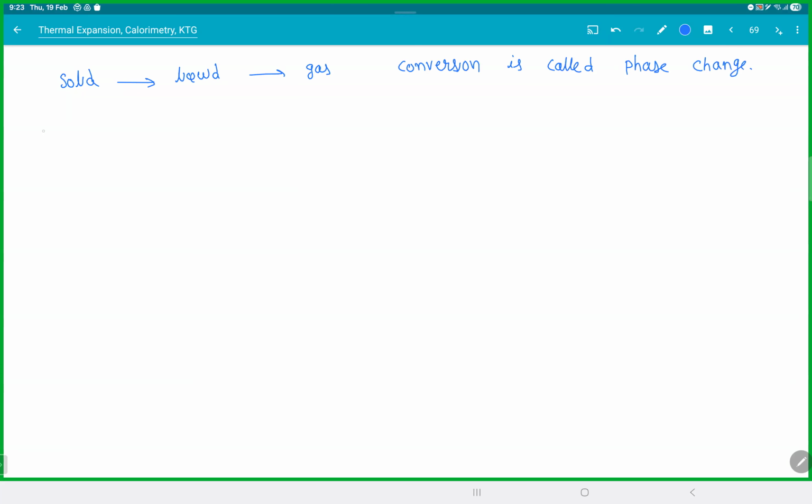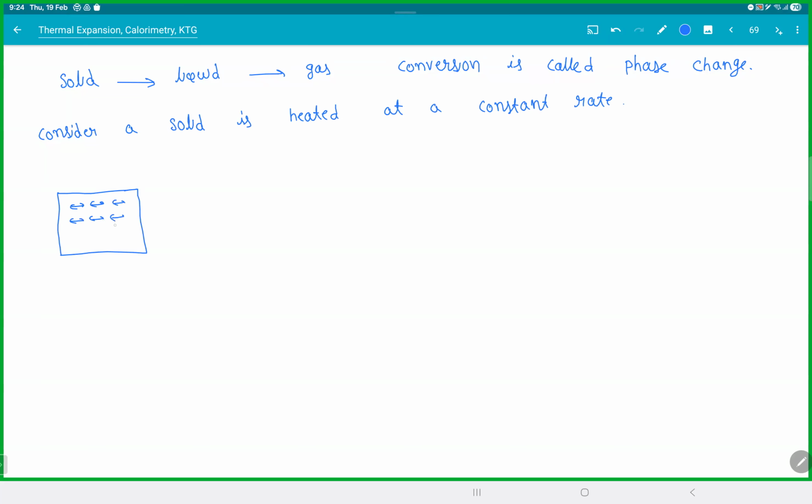Now, consider we have a solid and you're giving heat continuously. Let's see how this will work. Consider a solid is heated at a constant rate. When you take a solid block and heat it, remember in a solid the molecules are vibrating. Basically you have a lattice there.